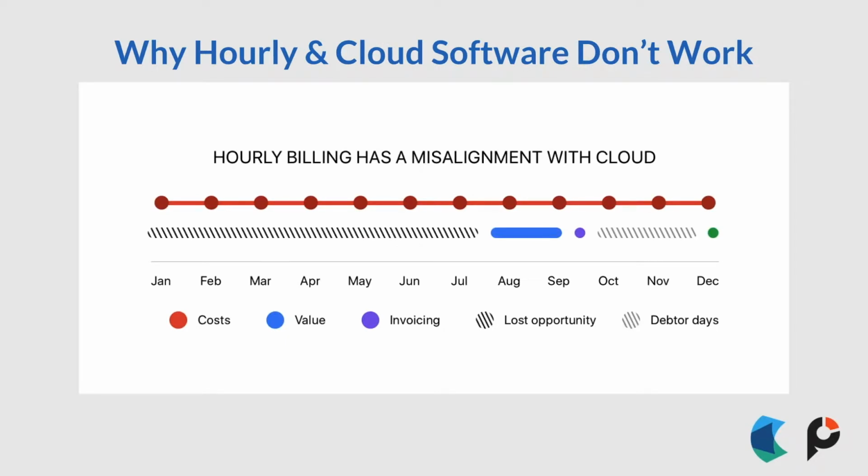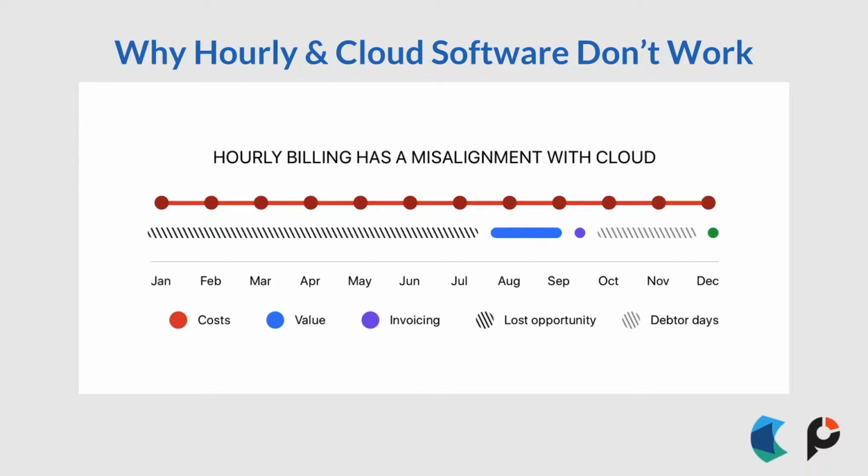So now let's have a look at why hourly and cloud software don't work. If you didn't know already, this gives you a really good understanding of why. You can see here right now, the red dots across the middle represents your costs. Your value is still between August and September if you're doing that compliance piece. And if you're a bookkeeper, you remember your blue value lines before, again, dispersed throughout, but now we've got monthly costs attached to all of it.